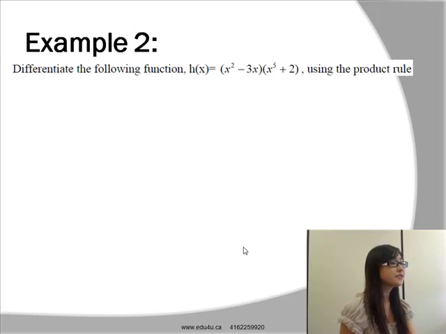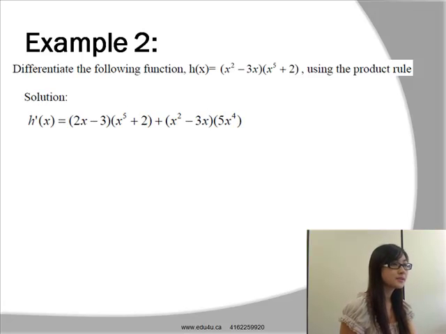Now let's take a look at example 2 from the learning resources. Differentiate the following function. h of x equals x squared minus 3x times x to the power of 5 plus 2, using the product rule that we just learned from the previous slide.